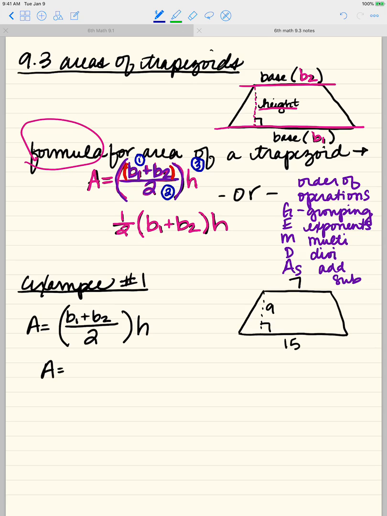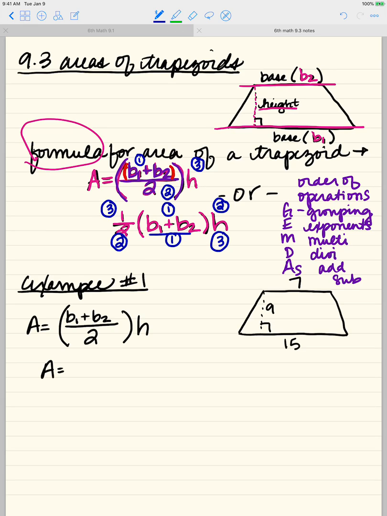If you are using the other option for the formula, you're going to add base 1 and base 2 first. Then you can do the multiplication in whichever order you want. You can take your sum, base 1 and base 2, multiply it by your height, and then multiply all of that by 1/2, okay? Or you can take your sum first. You have to do the addition first. Multiply that by 1/2, and then multiply that by your height, okay?